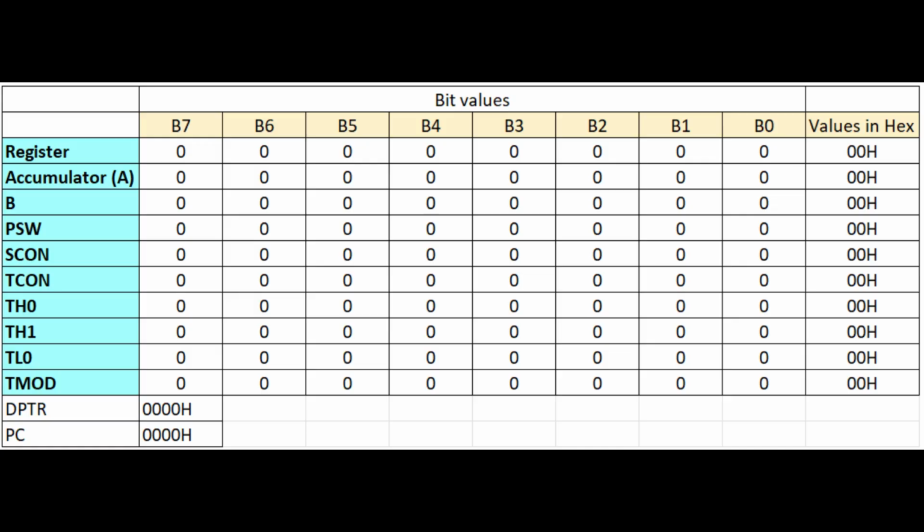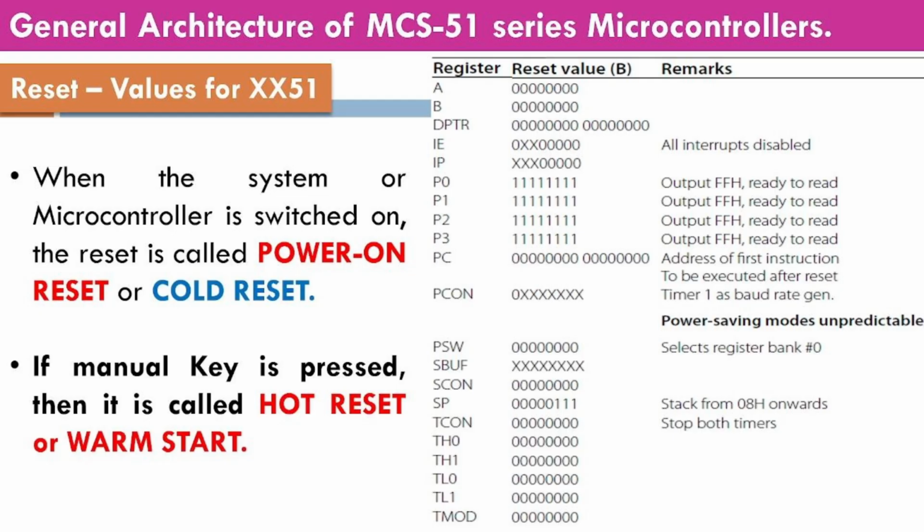Next, let's look at the input-output ports, P0, P1, P2, and P3. Unlike the previous group, these do not clear to 0. Instead, they all initialize to FF hex. This is a deliberate design choice. It configures all port pins as inputs, making them immediately ready to read external signals.